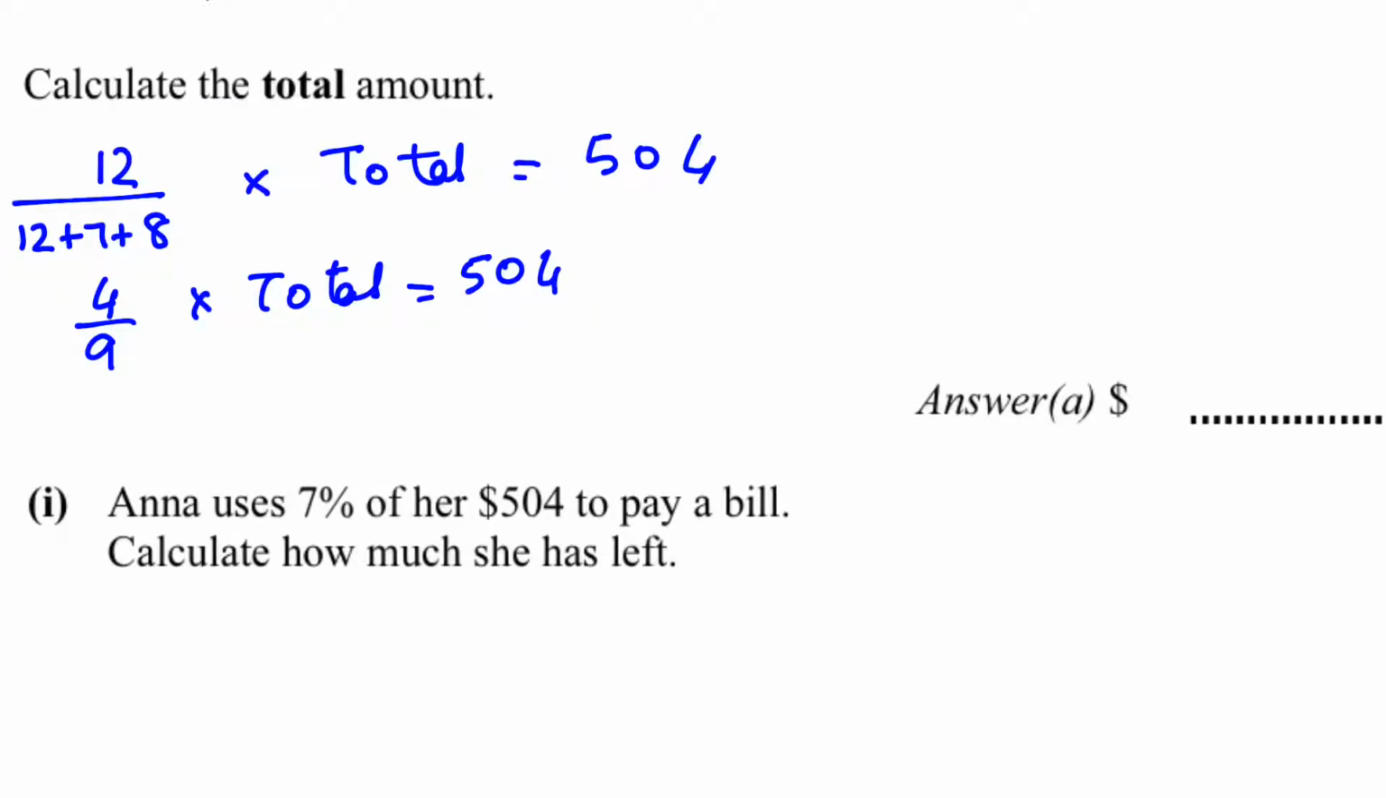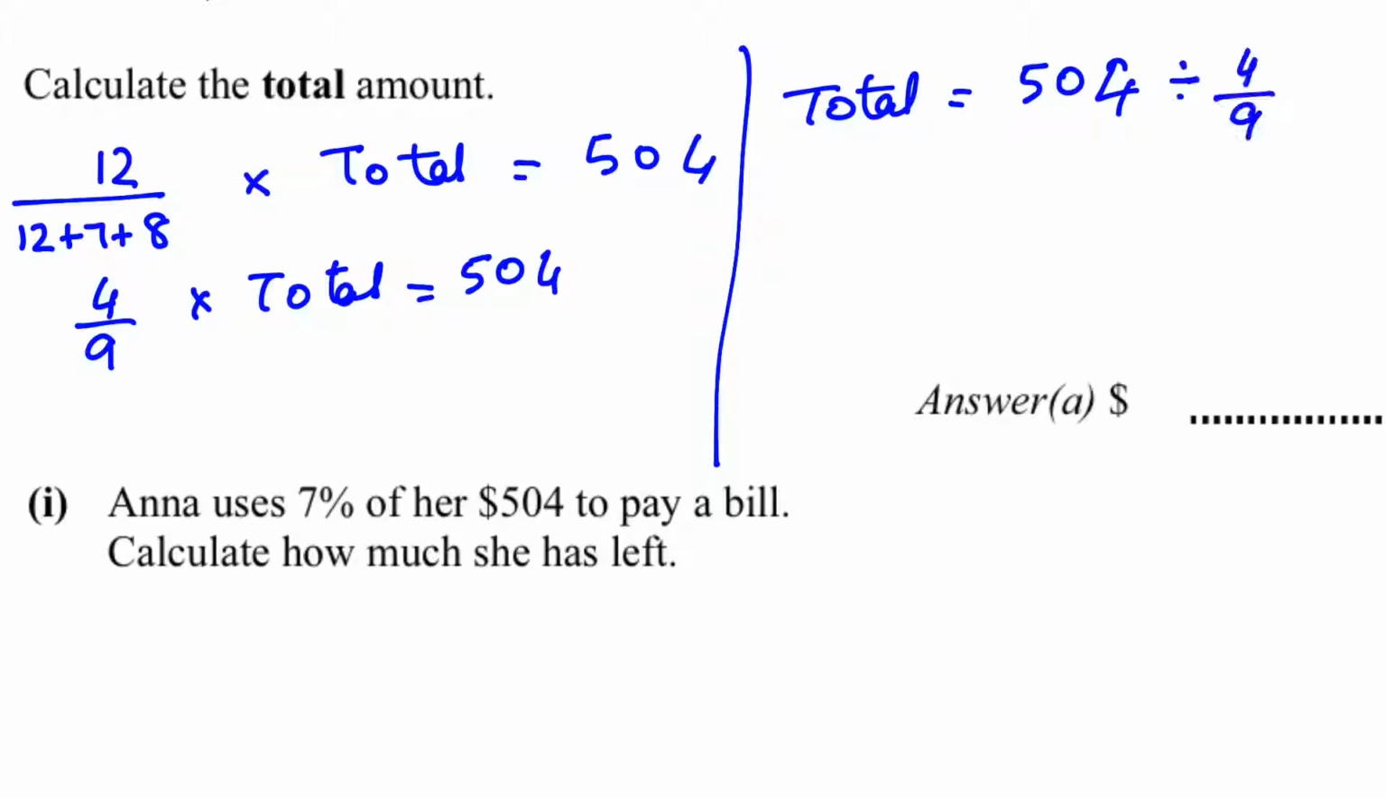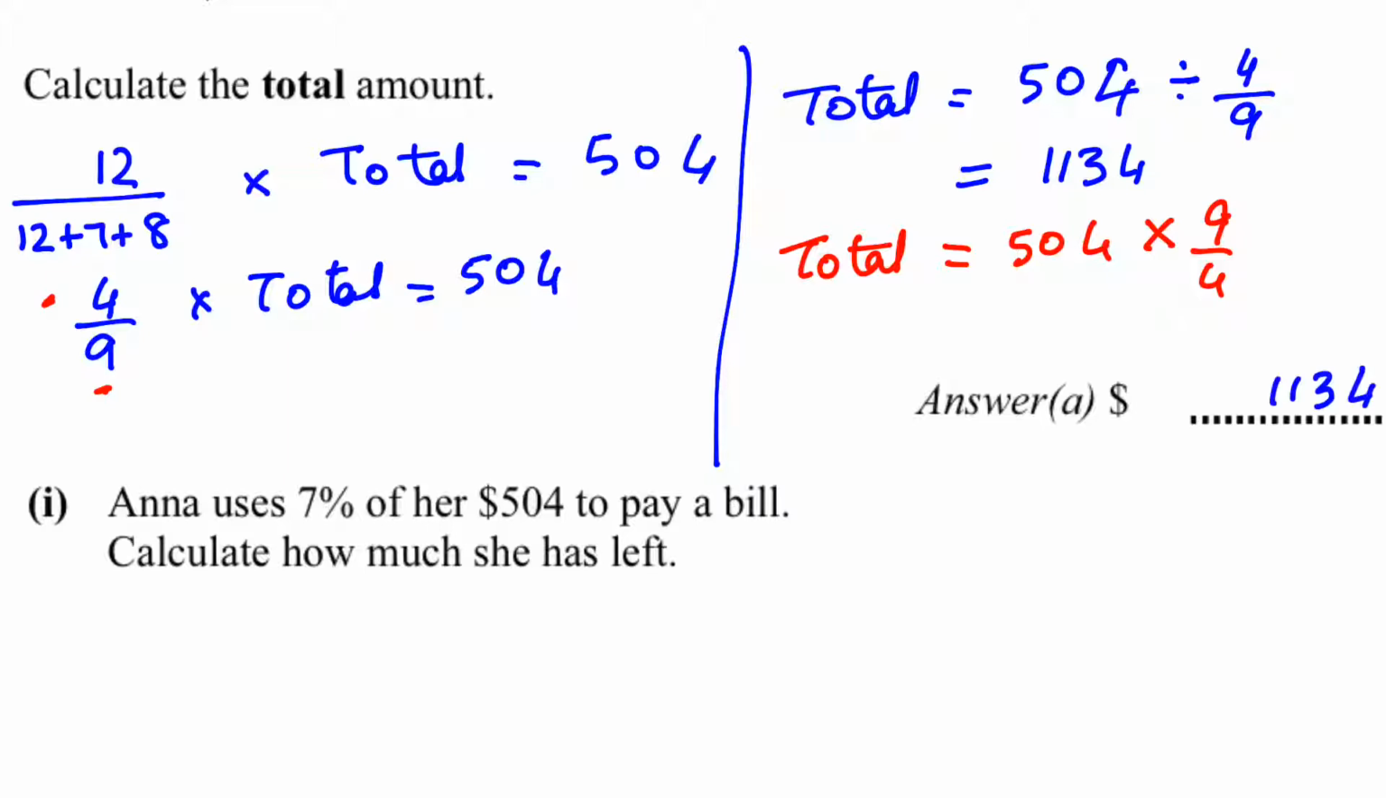To find the total, we will write total is equal to 504. This is a multiply, so when we bring it here, it will become divided by 4/9, which is equal to 1134. There's another way to solve this. We can write total is equal to 504 multiplied by 9 over 4, because when we bring the divided number here it becomes multiply by 9 and divided by 4. That will also give you 1134.